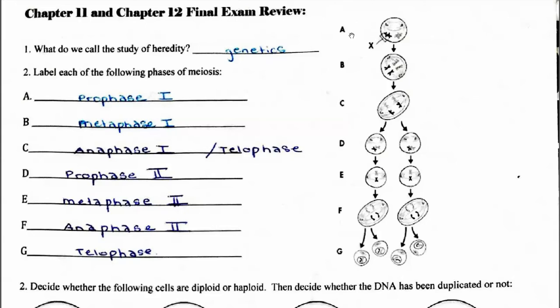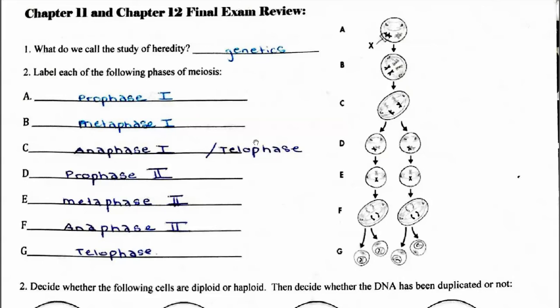So for A, this would be prophase 1. I'm not gonna get into super crazy details like I did in chapter 11, just knowing in general what's happening. So you see the chromosomes have formed, your spindle fibers have formed. Okay. B, they've lined up, so that's metaphase 1, okay, because we're about to separate the homologous chromosomes. Okay. In C, they separate, so that would be anaphase.